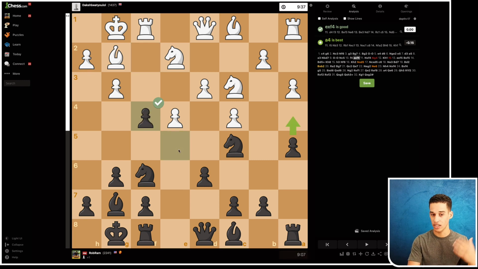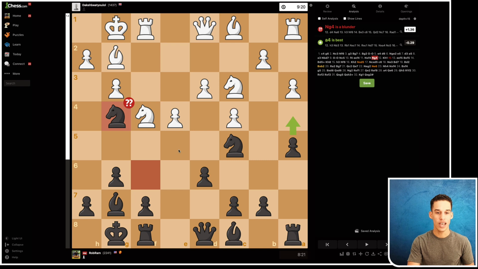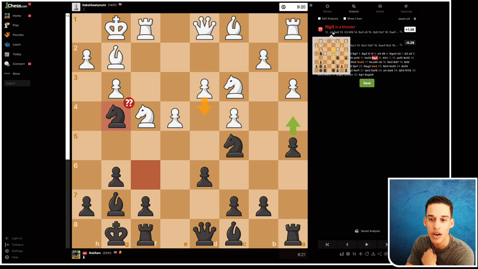So he takes f4, the engine says it's fine, okay? Knight takes, knight g4 was a blunder. So I missed something here. Now look at this. It's giving 1.36. So this is something that I want to look at with the engine. What did I miss here? So it might have been something with maybe d4. So let's take a look. Now, yeah, there you go.